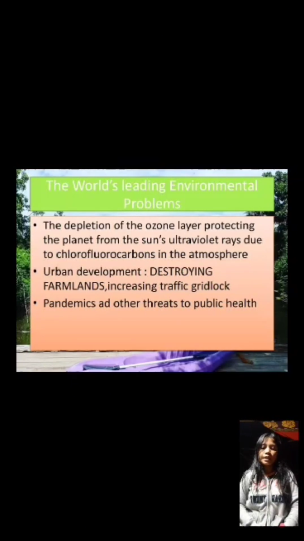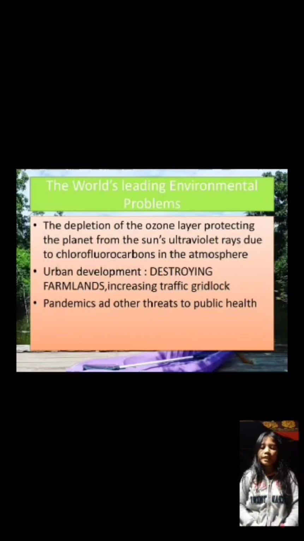And the seventh one is the ozone layer, which protects the world from the sun's harmful UV rays, being depleted due to the presence of chlorofluorocarbons in the atmosphere. And the next is the depletion of the world's non-renewable natural resources, ranging from oil reserves to minerals and potable water.